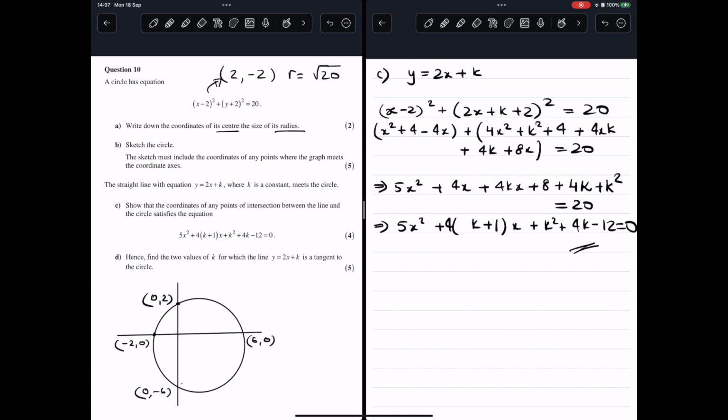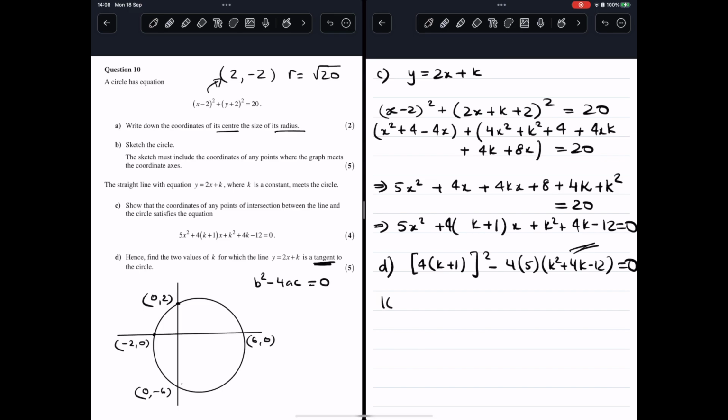For the next part, we've got to find the two values of k for which the line y equals 2x plus k is a tangent to the circle. Remember, b squared minus 4ac equals 0 here, because the tangent only cuts the circle at one particular point, so you're going to have only one solution. I'm going to set this up using my previous equation from part C, and then expand it carefully. So 16k squared plus 1 plus 2k minus 20 brackets k squared plus 4k minus 12 equals 0.